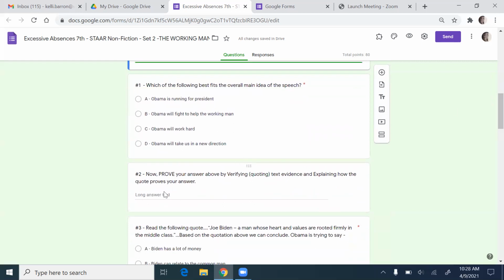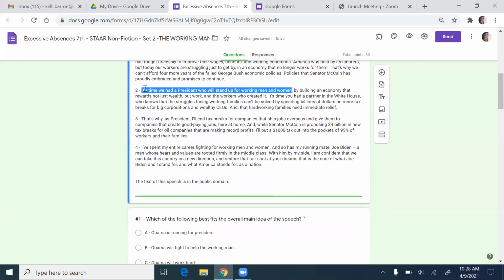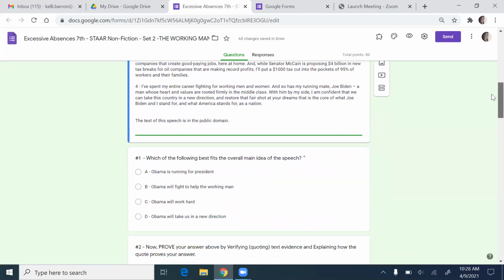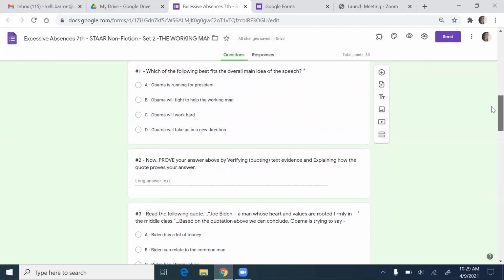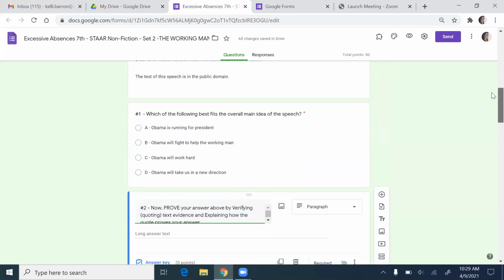So I'm going to come down here and I'm going to say a full sentence, and please make them write it out. "I know that the main idea of the speech is that Obama will fight to help the working man, because paragraph 2 says, 'It's time we had a president who will stand up for working men and women.' This proves that he's talking about fighting for the working men and women." They've verified it with an actual quote and they've explained their quote. So they need to answer it.